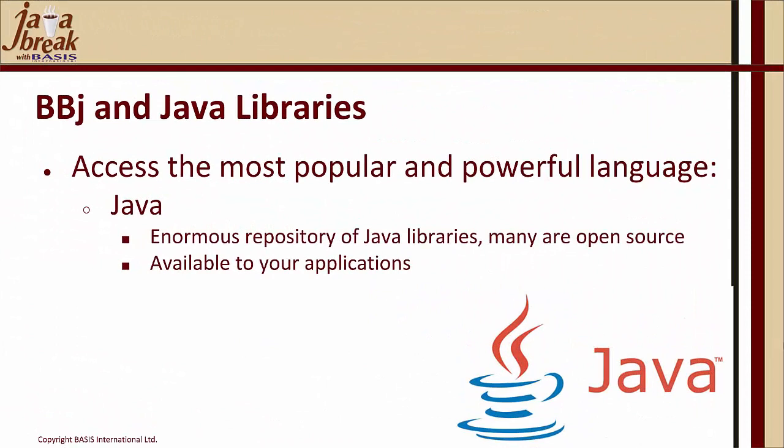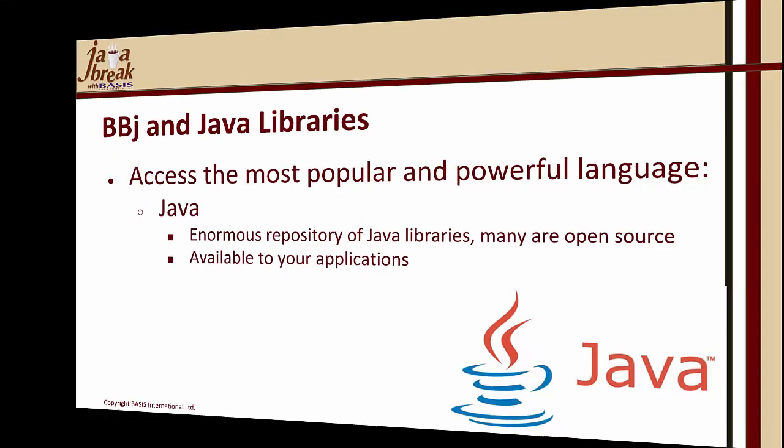With the latest version of BBj, we have access to the most powerful language in the world, Java. There's an enormous repository of Java libraries, and many are open source, and those are available to your applications to augment, and we've been doing this now for close on 18 years.